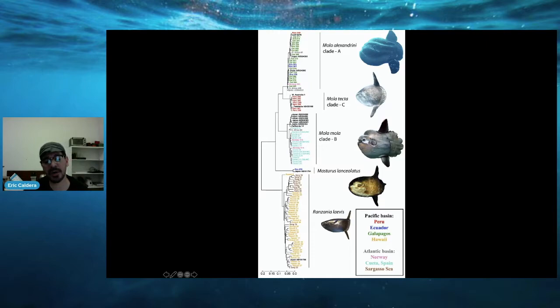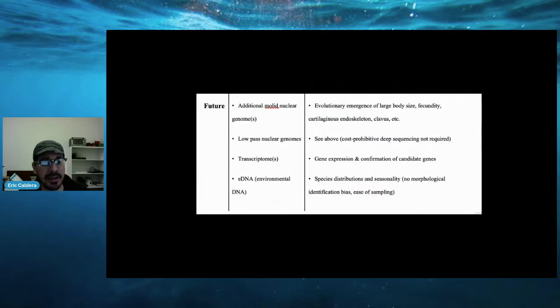And so moving forward, we're expanding on this, adding additional samples to get a global sense of what's going on. So I'll end this section with what we can do and the tools available to us moving forward. Given that we have a nice, robust nuclear genome for Mola, like I mentioned before, we can answer a lot of questions by resequencing lower pass genomes.